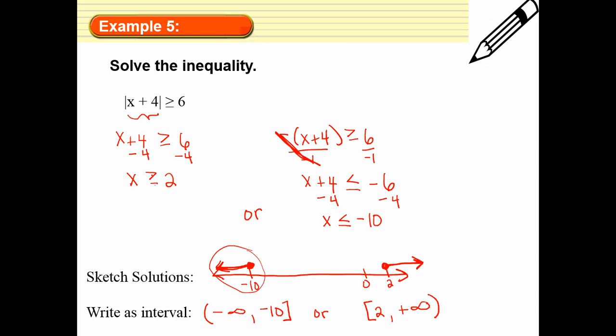Remember, two problems really for each problem that you'll be doing. Two halves or two parts to solve.